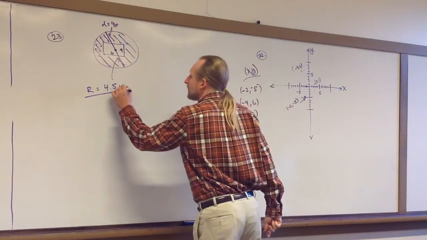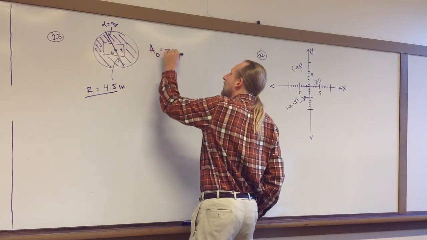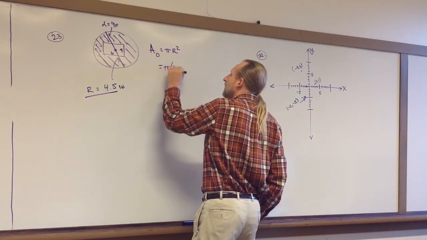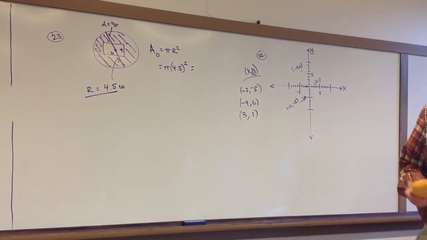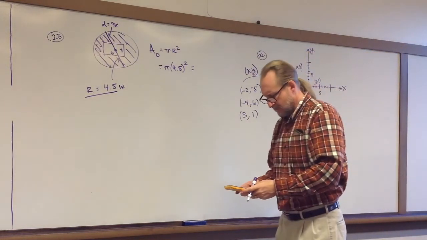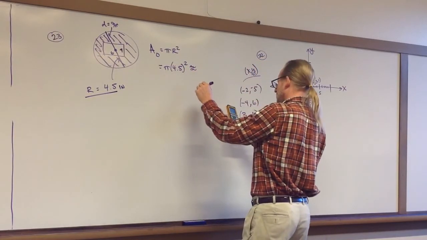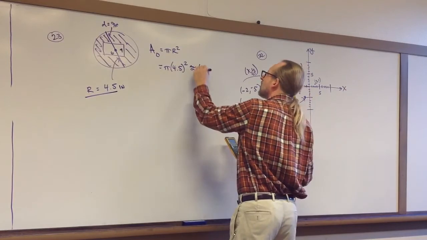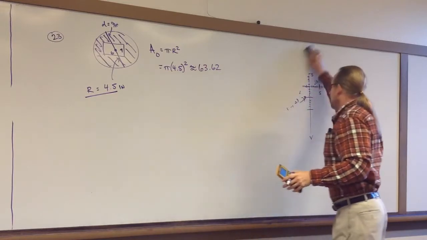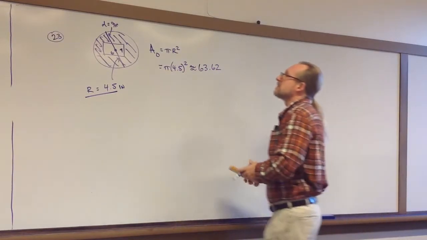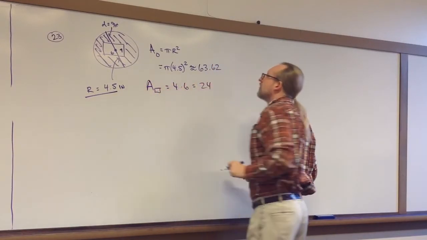Okay. All right, so the whole circle is going to be pi r squared. So pi times 4.5 squared. Let's see here. Pi times 4.5 squared is going to be about 63.62, we'll call it. And then the area of the rectangle is length times width, or 24 square inches.